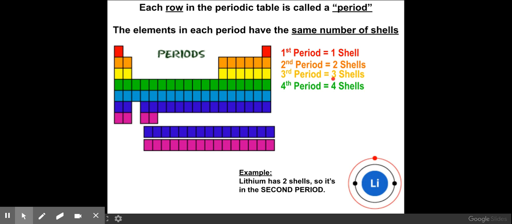Okay, so the third period has 3 shells. The second period has 2 shells. The first period only has 1 shell. So for example, looking down here at lithium, lithium has 2 shells, so it's in the second period.